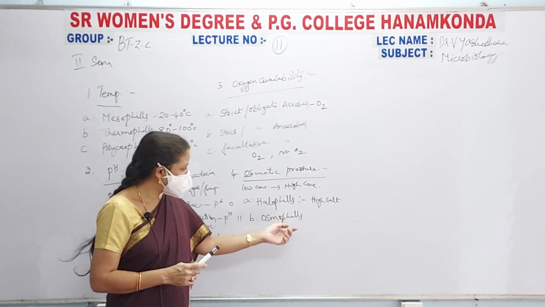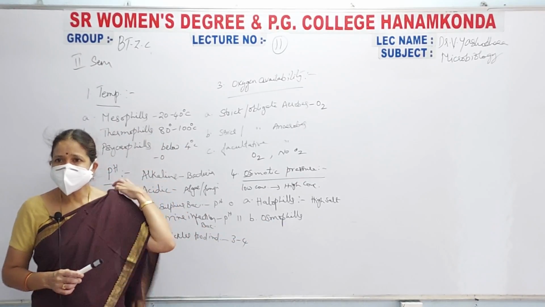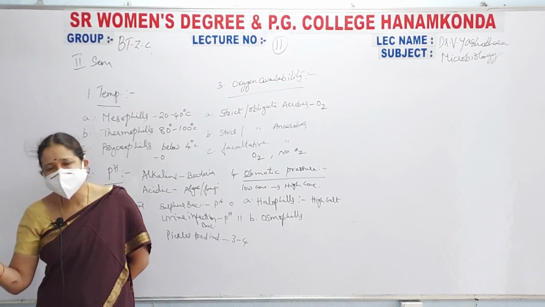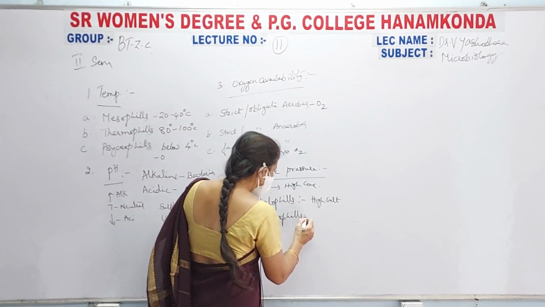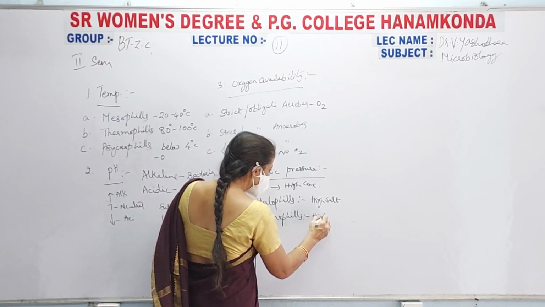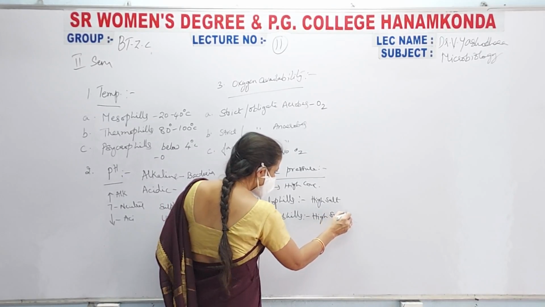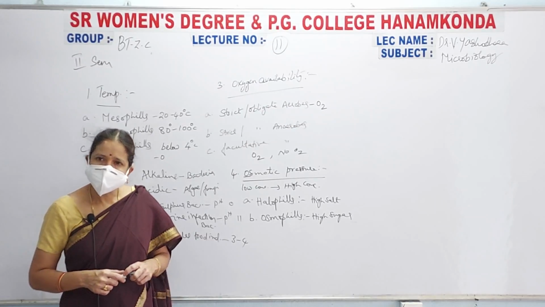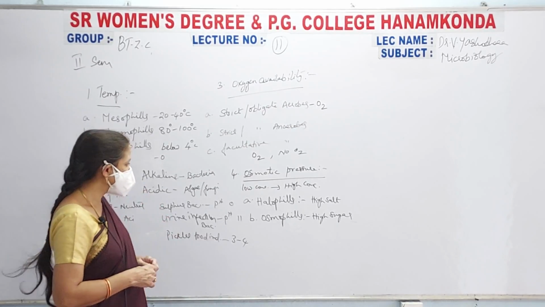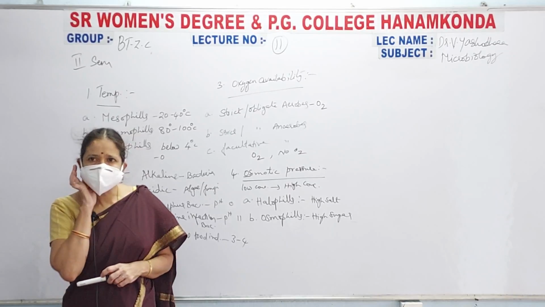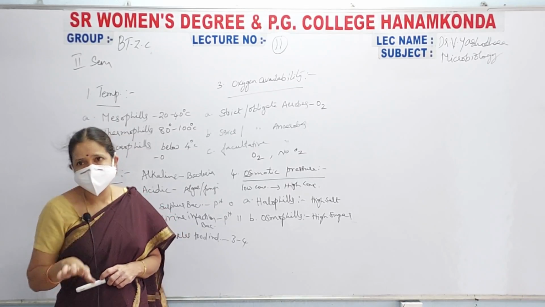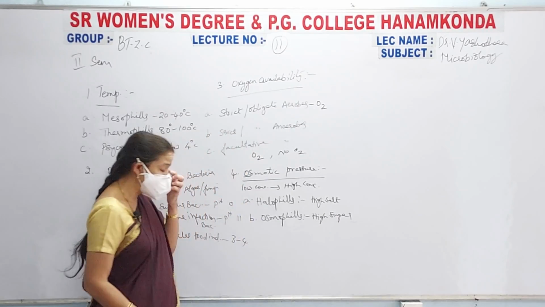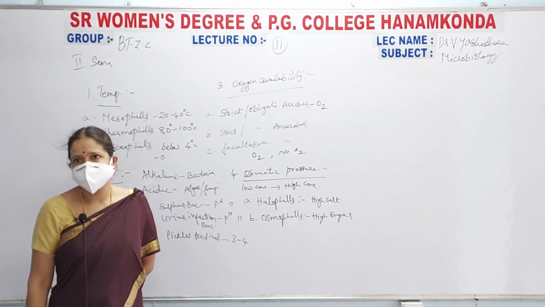Coming to the osmophilic, these are the organisms which can grow only in the presence of high sugar content. Halophils are the organisms which grow at high salt concentration, and osmophils are the organisms that grow at very high sugar concentration. Now, where can you find these osmophils? These osmophils are seen in sweets.